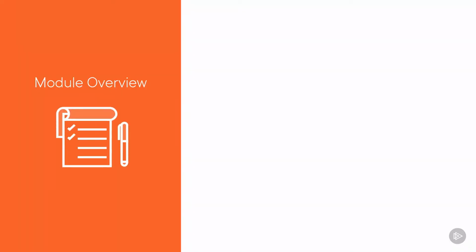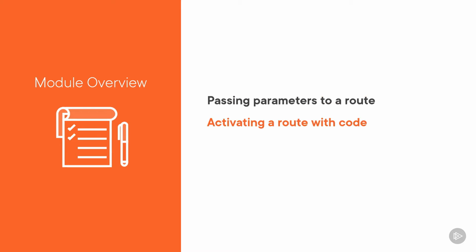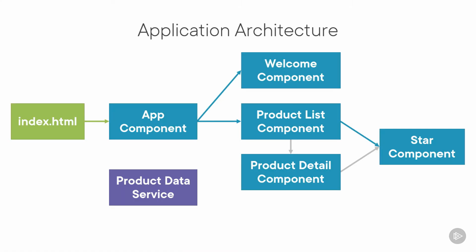In the second module on routing, we examine how to pass parameters to a route, how to activate a route with code, and how to protect our routes with guards. When we're finished with this module, we'll know how to handle additional routing scenarios, including routing to a component that requires parameters, such as our product detail component. Let's get started.